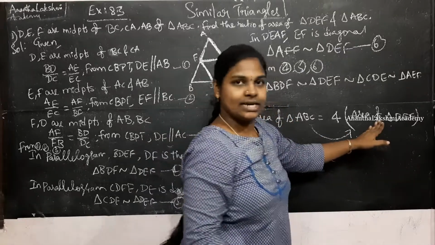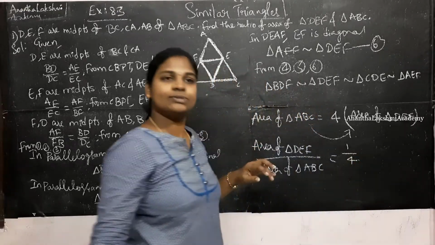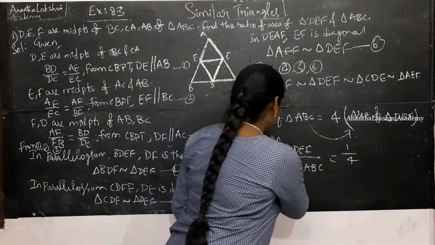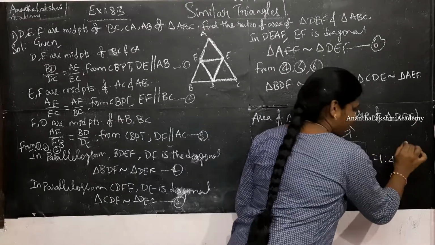I send this side, so it has to go this side. So this becomes 1 by 4. Nothing but this can be written as, this is also equal to 1:4.